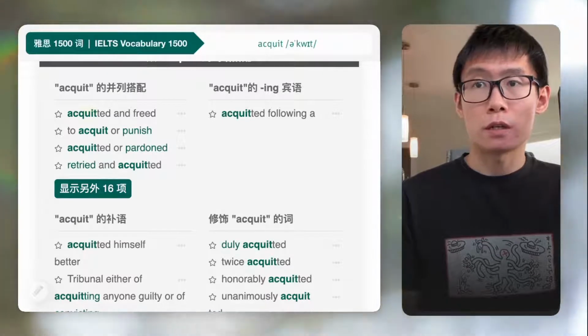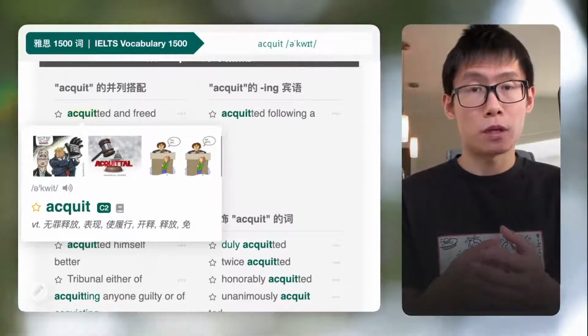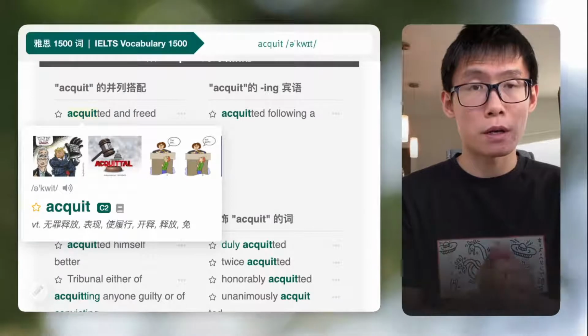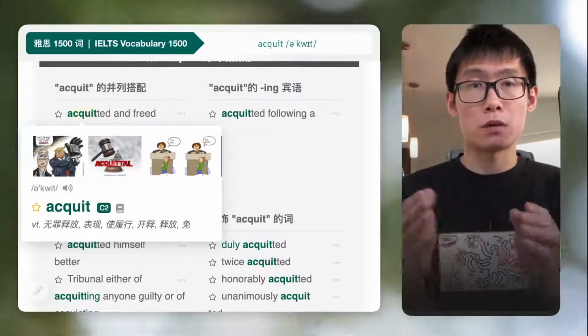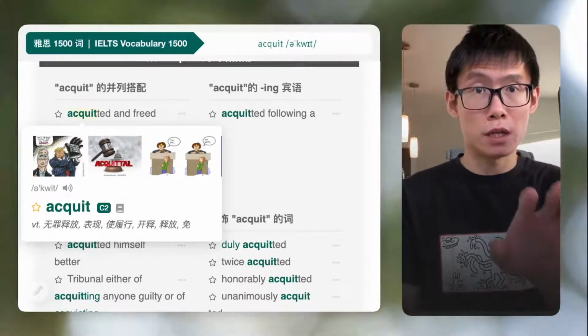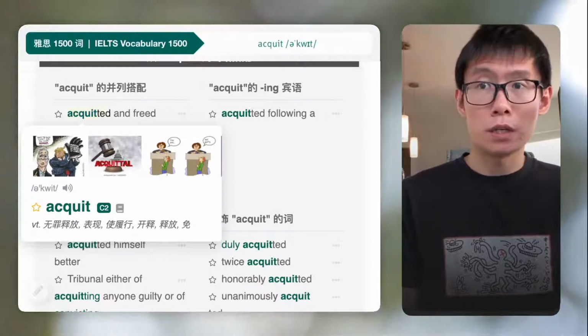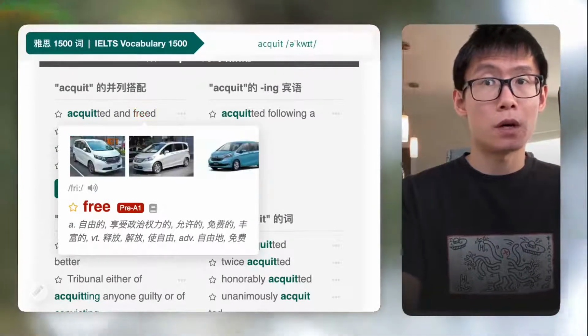Acquitted and freed. If, for example, you're suspected of a crime and then you went to court and the court says no, you don't have any crime, you're innocent, then you can be acquitted and then freed and then let go.